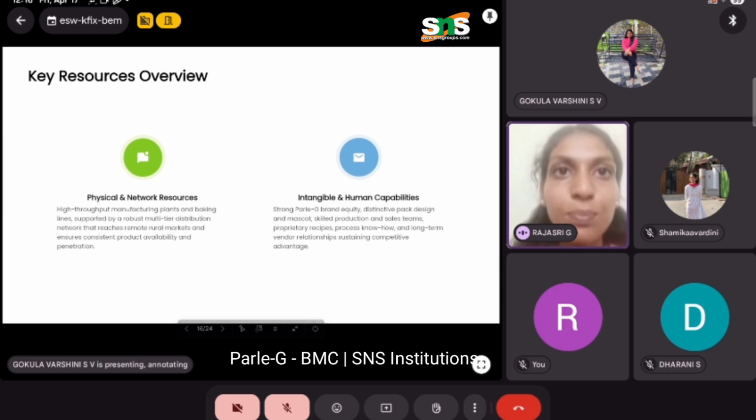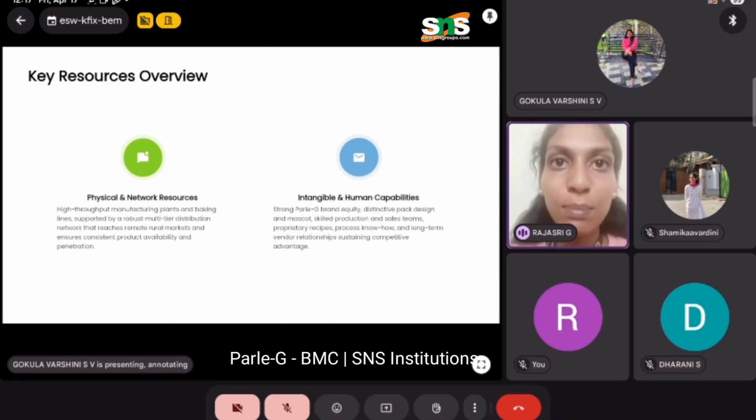Key resources. Parle's success is supported by strong resources. It has large manufacturing plants and a wide distribution network across India. At the same time, its biggest strengths are its brand value, customer trust, and experienced workforce. Products like Parle-G have built an emotional connection with the customers, which gives the company a strong competitive advantage.